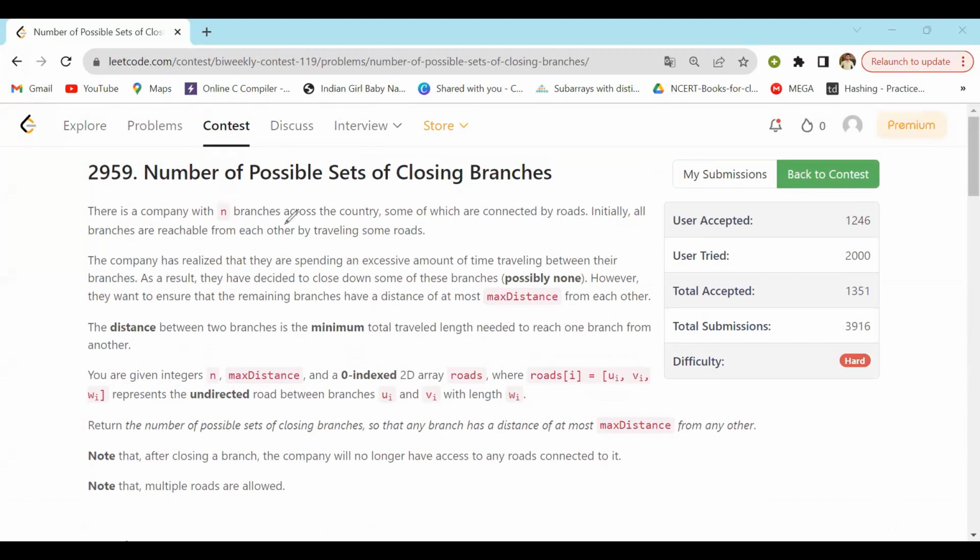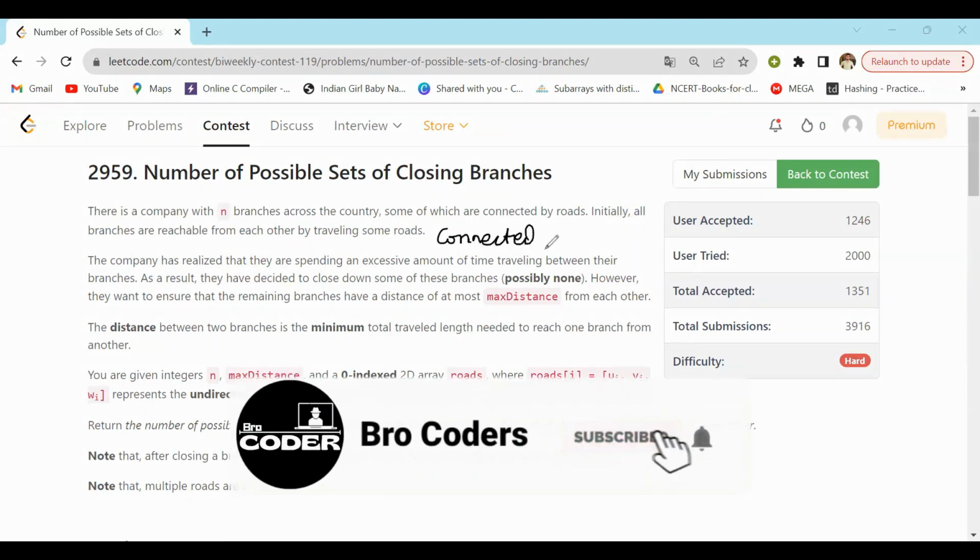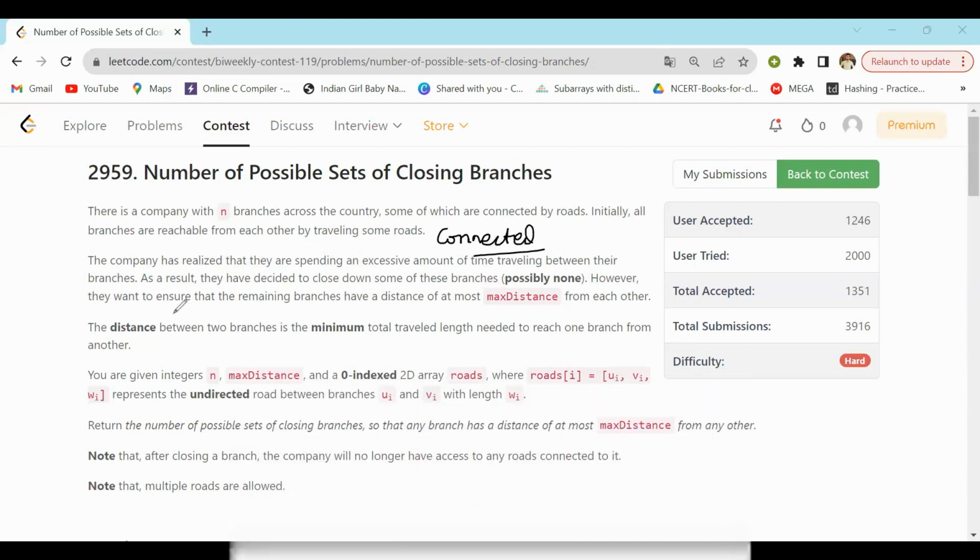There is a company with N branches across the country, some of which are connected by roads. Initially, all the branches are reachable from each other by traveling some roads. So this is a graph question. So this graph is a connected graph, right? If you can reach from one component, you can reach all the components, then the graph is connected one.